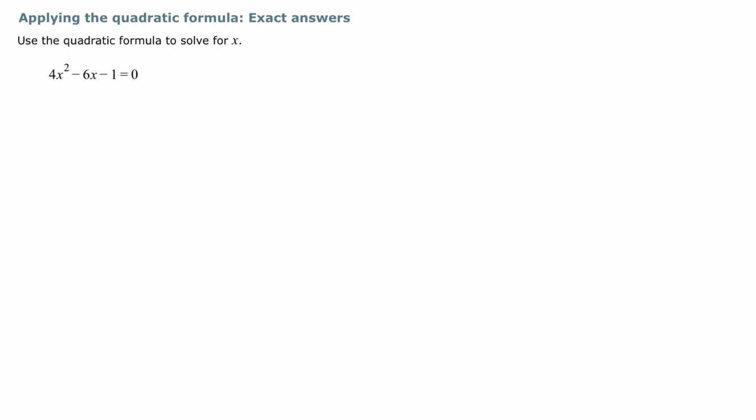Applying the quadratic formula. Use the quadratic formula to solve for x. First thing you want to do is write the quadratic formula. The quadratic formula is actually an if-then statement. If we have ax squared plus bx plus c is equal to 0, then we have a formula for x. It's x equals the opposite of b plus or minus the square root of b squared minus 4ac all over 2 times a.